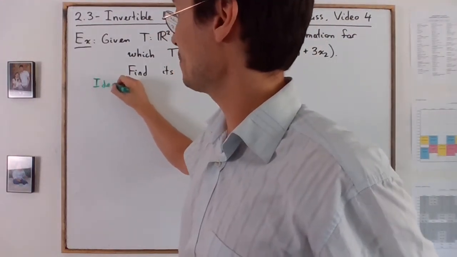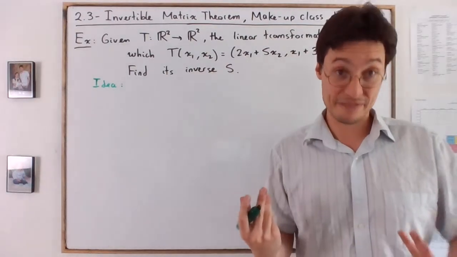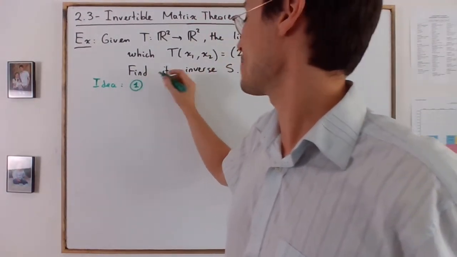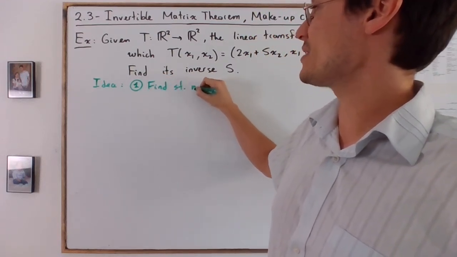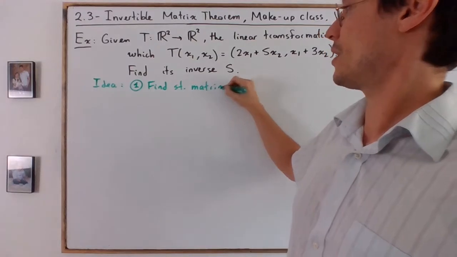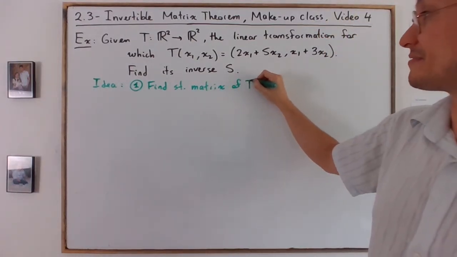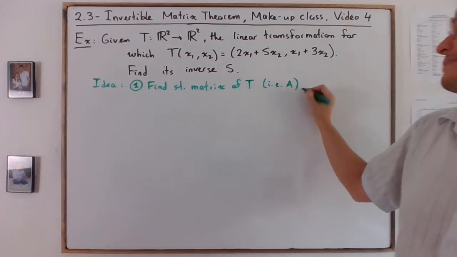So the idea: find the standard matrix of T, okay, which is A. Let's call this step number 1. So find the standard matrix of T, right? We will call it A, just for the purpose of labeling it.